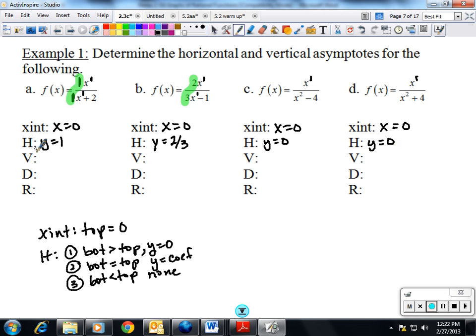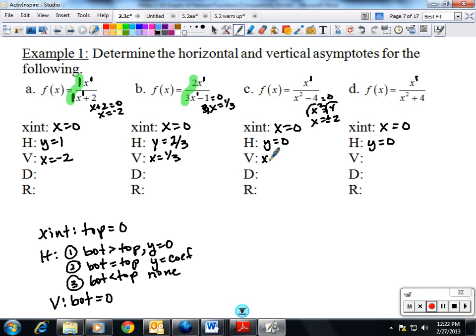The vertical, you set the bottom equal to 0. So if I set x plus 2 equal to 0, I get x equals -2. That's my vertical. 3x minus 1, add 1, divide by 3. 3x equals 1, so x equals 1/3. This one, I would add 4 to both sides. x squared equals 4. x equals plus or minus 2. And this one, I get an i, so it has none.